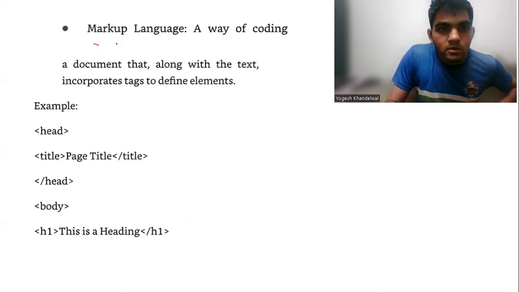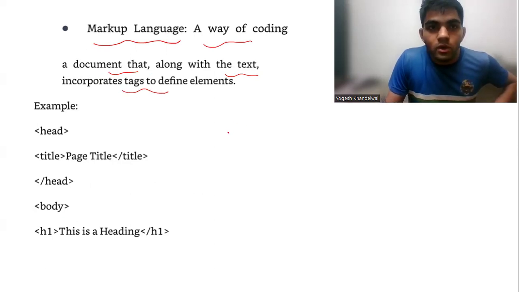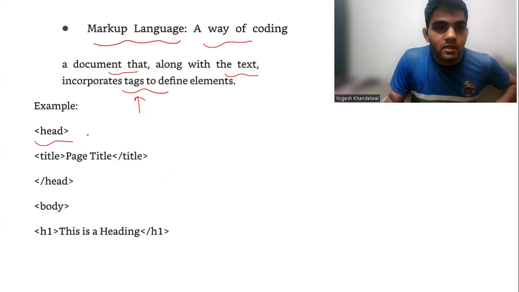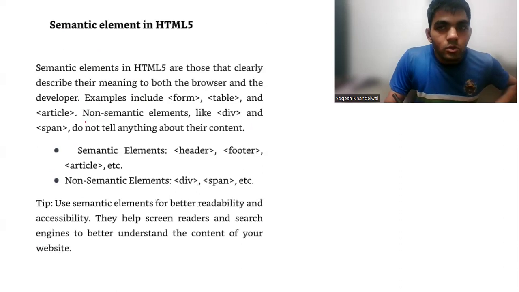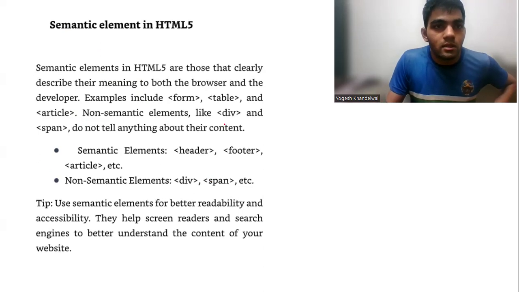Next thing, what is a markup language? It is a way of coding a document that, along with the text, incorporates tags to define elements. So here we use tags. For example, in HTML there are different tags like the head tag, the title, the body, and heading tags. So now we have learned what a markup language is and what hypertext is.